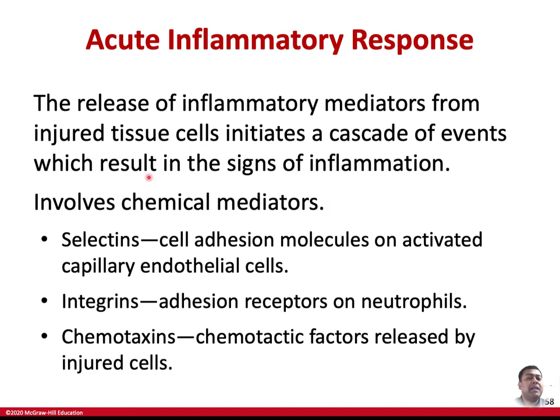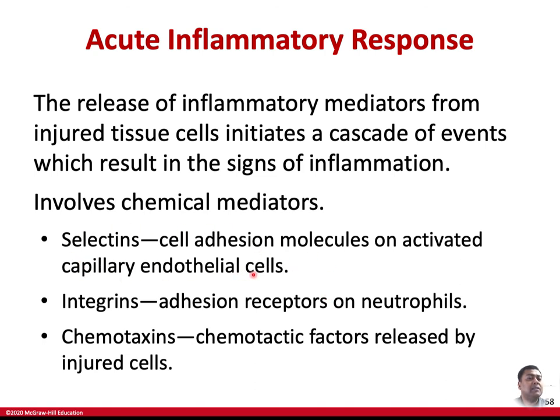And these chemical mediators can work on the nearby blood capillaries or blood vessels, which can express some specific molecules, and selectin is one of them. Selectin is a cell adhesion molecule on activated capillary endothelial cells. We're going to talk about that in detail in a second. Integrins are another type of adhesion receptors on the neutrophil, which can bind to the selectins. So basically, this is how the neutrophils can be bound onto the blood capillary cells.